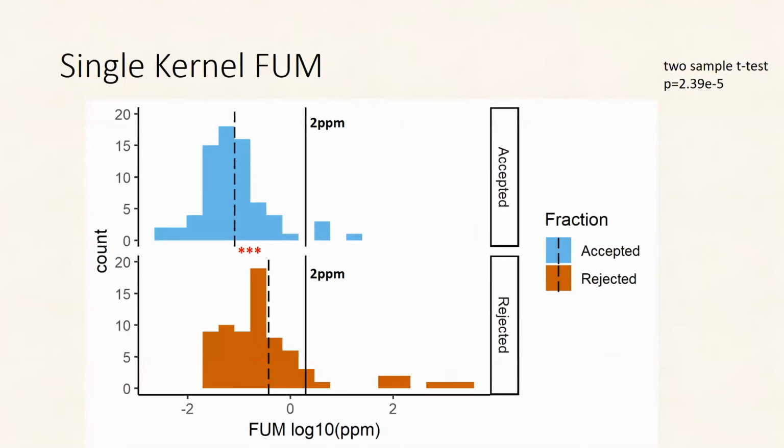However, when we look at actual Fumonisin in our single kernel set, the transformed Fumonisin values were significantly lower in our accepted kernels, which is a good thing. And I also want to point out that the most toxic kernels that were orders of magnitude higher than this 2 parts per million limit were most concentrated in the rejected fraction. And here we can see we did have some false negatives sneaking in to our accepted fraction.